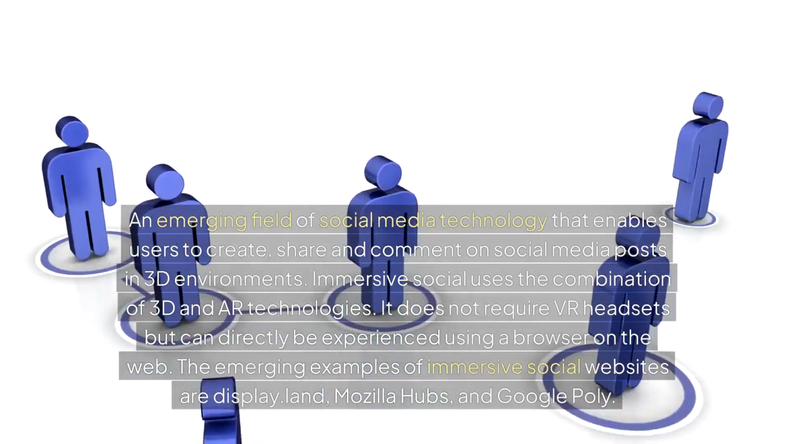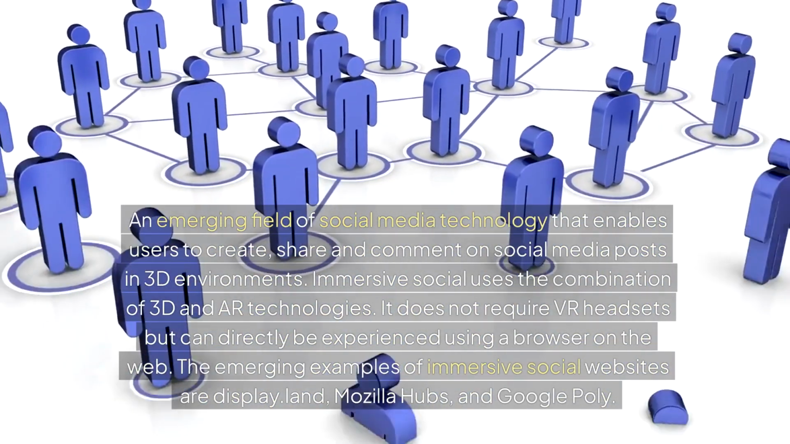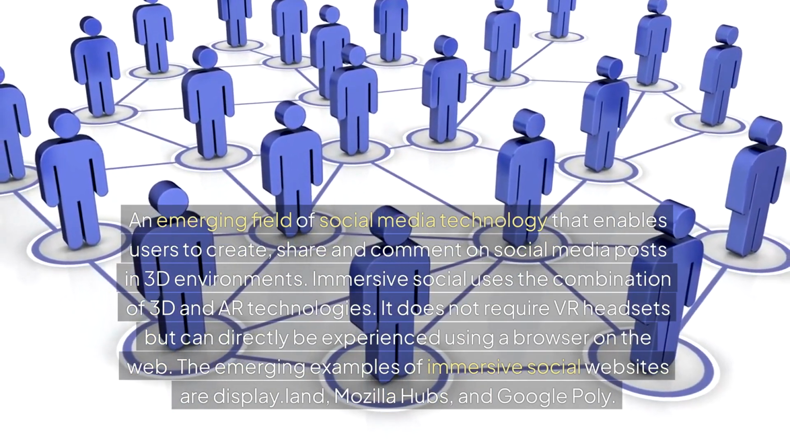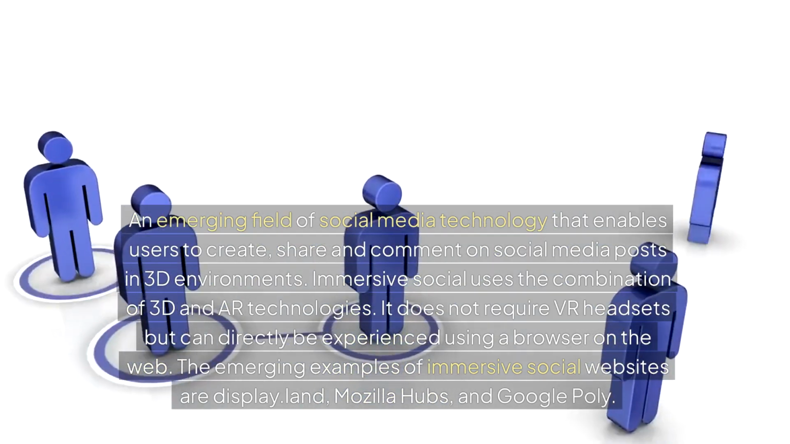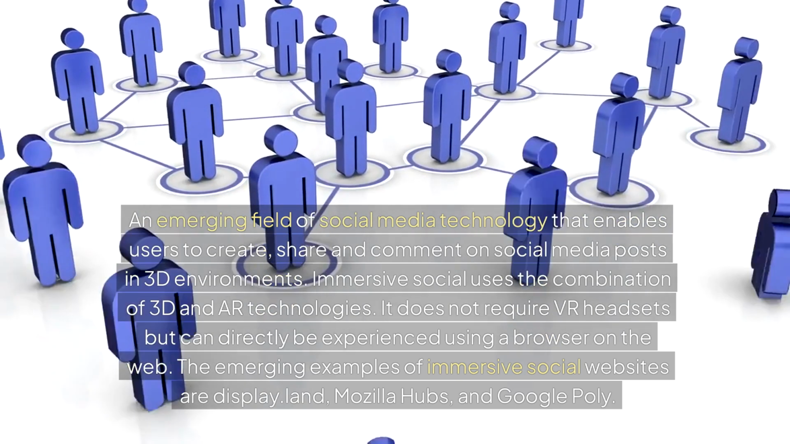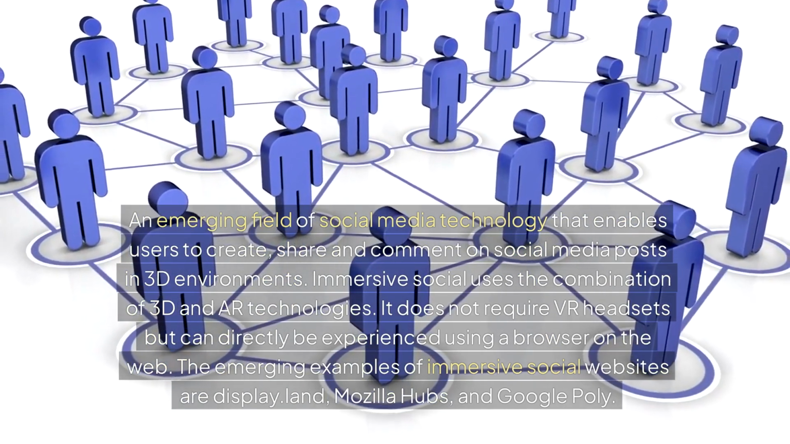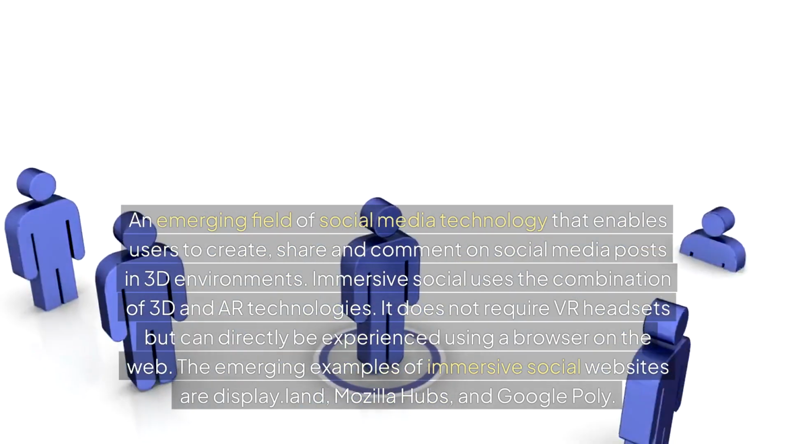Immersive Social, an emerging field of social media technology that enables users to create, share, and comment on social media posts in 3D environments. Immersive Social uses the combination of 3D and AR technologies. It does not require VR headsets but can directly be experienced using a browser on the web. The emerging examples of immersive social websites are Display.land, Mozilla Hubs, and Google Poly.